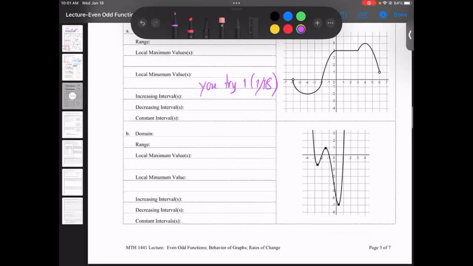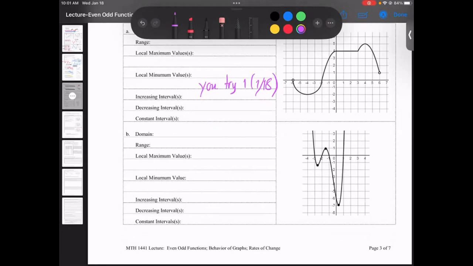All right, 5B, the domain. What's the domain of my function? Yeah, everything, right? So from negative infinity to positive infinity. What is my range? Good. Should I include negative 7? Yes, right. So bracket to infinity. Do you have any question?